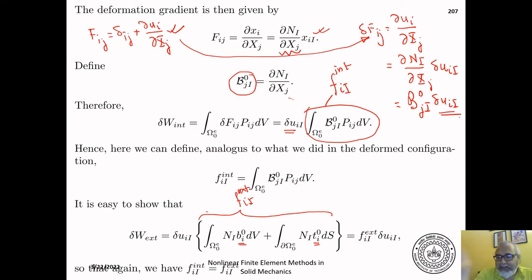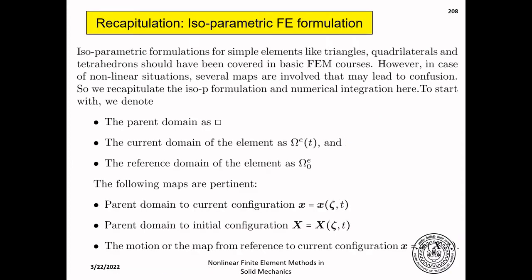Though the final expression looks the same, the path to the derivation of F internal is not the same, because in the previous case, in the updated Lagrangian technique, it involves taking spatial derivatives of the shape function. In this case, it involves taking material derivatives of the shape function.